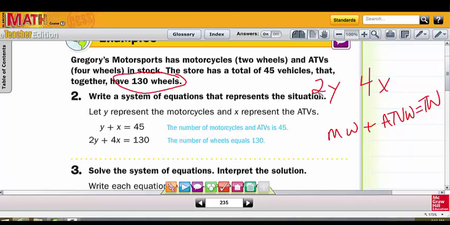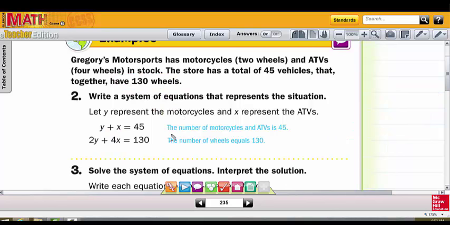How would we figure out how many wheels for the motorcycles? Well, obviously it's 2 times motorcycles, or 2y. And how many for the ATVs? It's 4 times the number of ATVs. Add that all up, and how many wheels should we have? 130. So that's where those 2 equations came from.